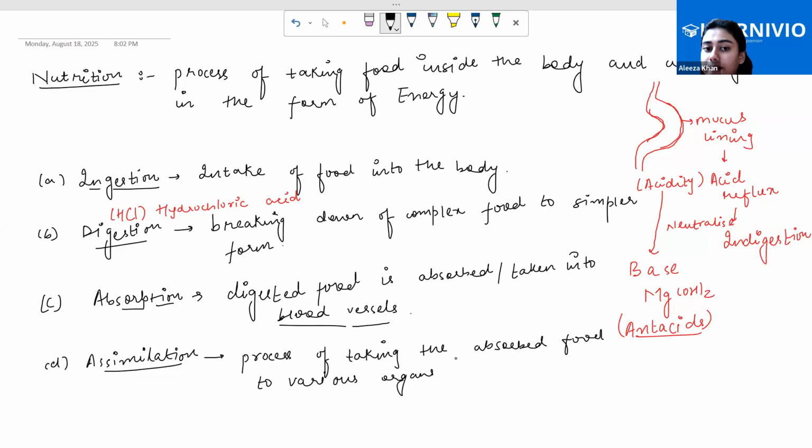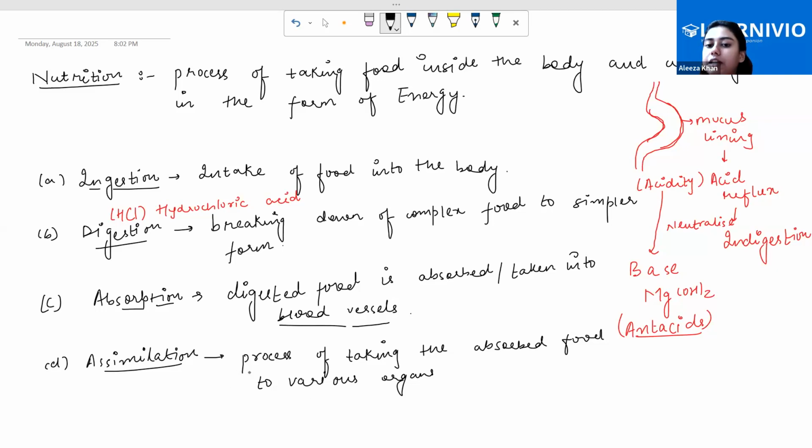Sorry, I was thinking about digestion. Ingestion is whenever you are taking food inside your body. No, egestion, I was thinking about that. Egestion is something else. It is removing the waste material from the body. I forgot the term. That is the last process.